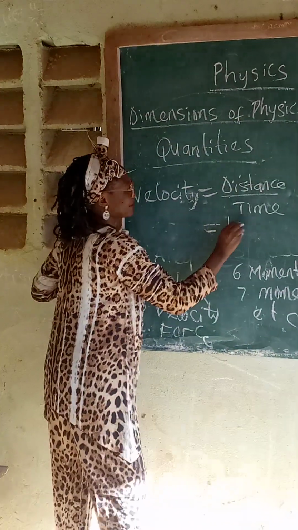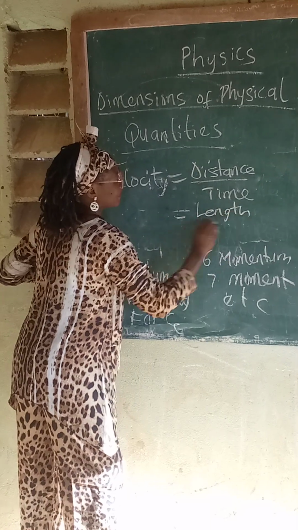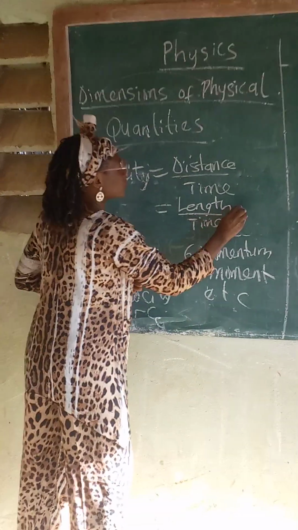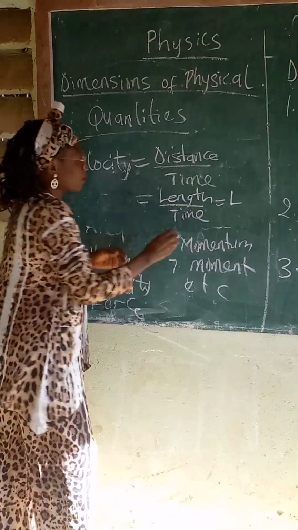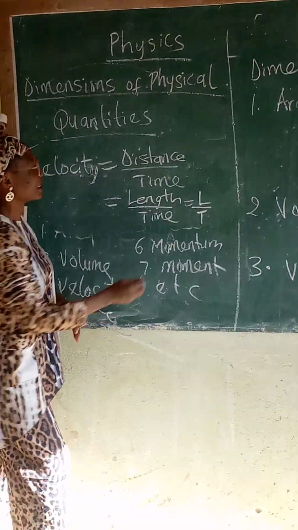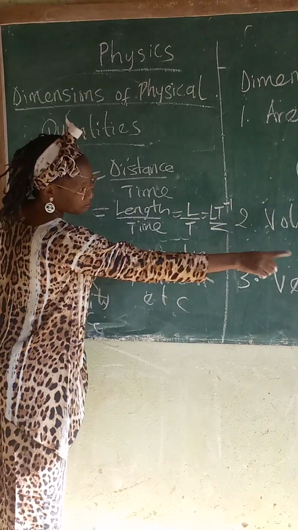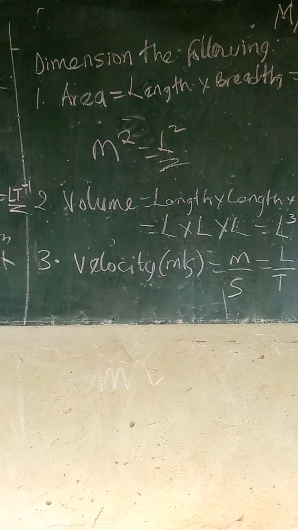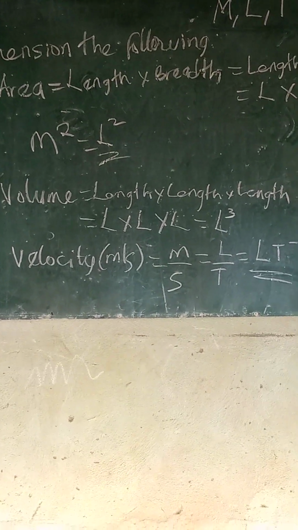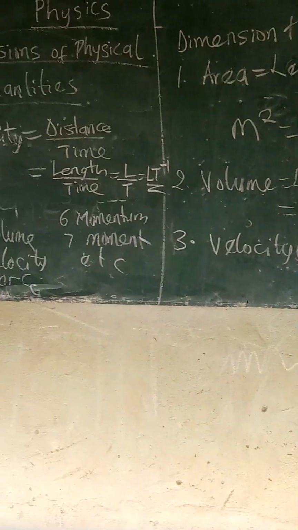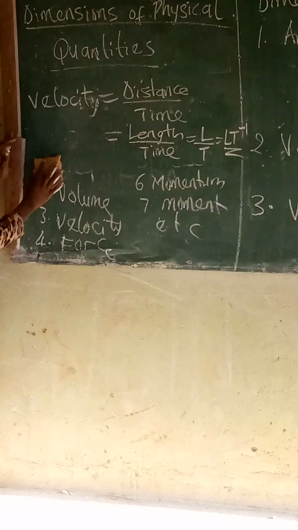So we can say length over time. Wherever we see length, we put L, and wherever we see time, we put T. So we have L over T, which is the same thing as LT raised to power minus 1. It's the same thing. Now, the next one we are going to be doing is acceleration.